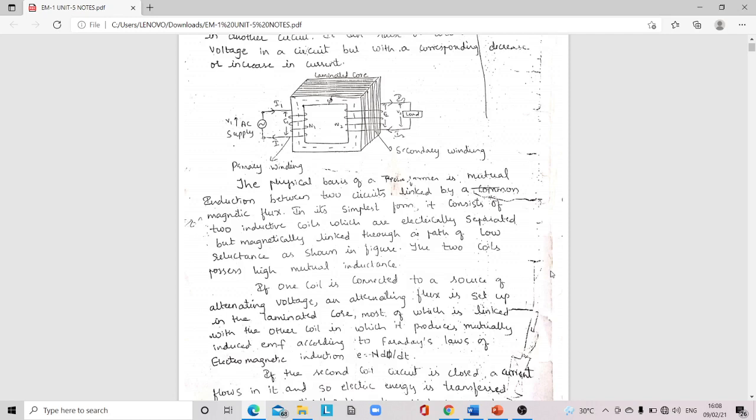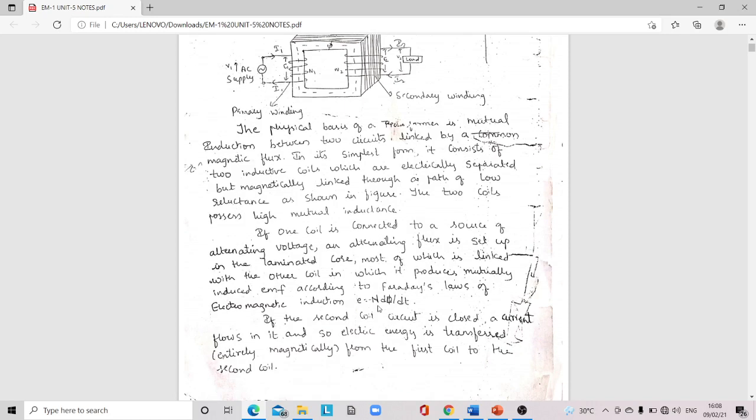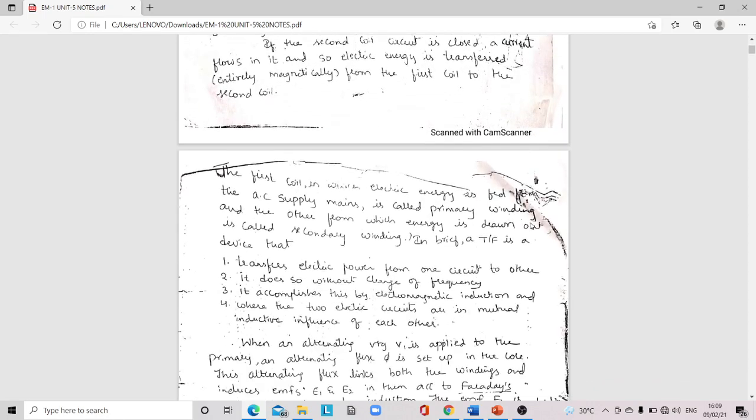If one coil is connected to a source of alternating voltage, alternating flux will be set up in the laminated core, most of which will be linked with another coil in which it will produce mutually induced EMF. And according to Faraday's law of electromagnetic induction, we can write the EMF equation as E is equal to minus N d phi by dt. If the second coil circuit is closed, current will flow in it, and so electric energy is transferred entirely magnetically from first coil to the second coil.